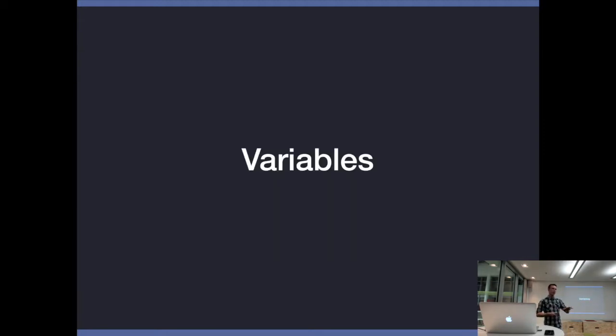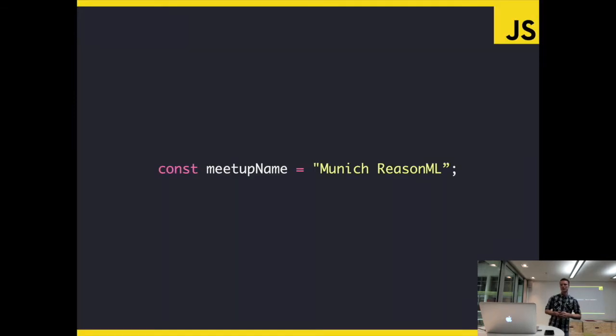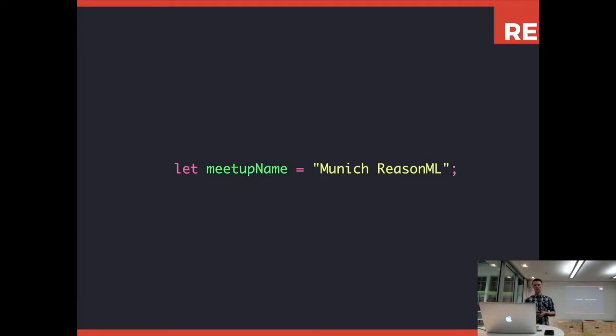So let's start with the most basic thing we can imagine, some basic variables. Let's say we have a variable called Meetup name that is set to some completely random string. In JavaScript, what would that look like in Reason? As you've seen, I've color-coded all my slides. In the upper right-hand corner, you can see what language we're currently in, because some things look really, really similar between Reason and JavaScript. So this is what it looks like in Reason.